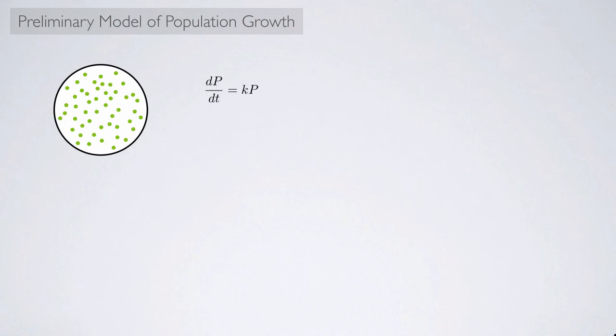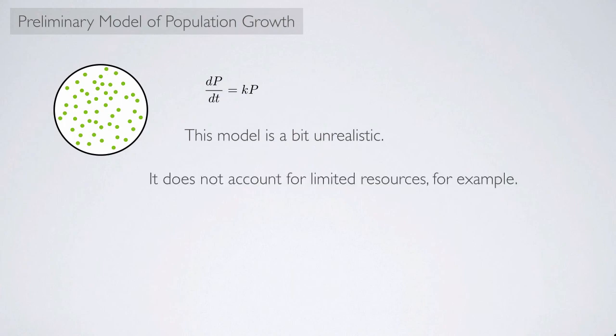So dP/dt equals k times P was the model that we were using, but this model is a bit unrealistic. It doesn't account for limited resources, for example. Like in our petri dish here, the petri dish only has so much space. Eventually the bacteria are going to take up all the space and there won't be any more room for new bacteria. So we need to modify the model a little bit, and that's what we're going to look at in the next video.